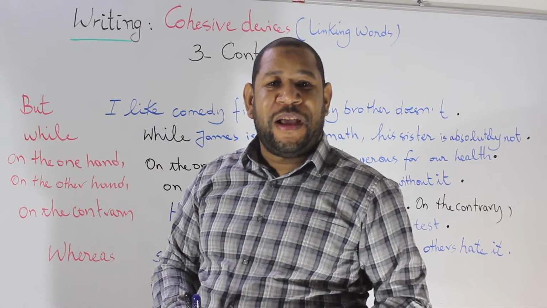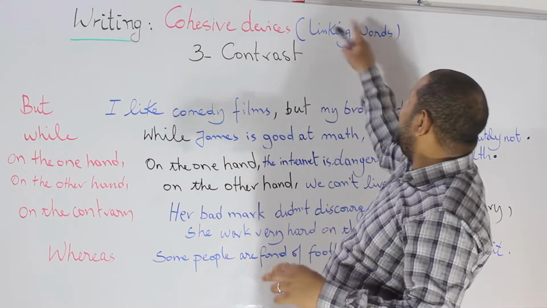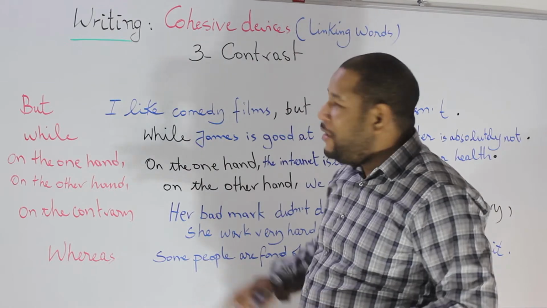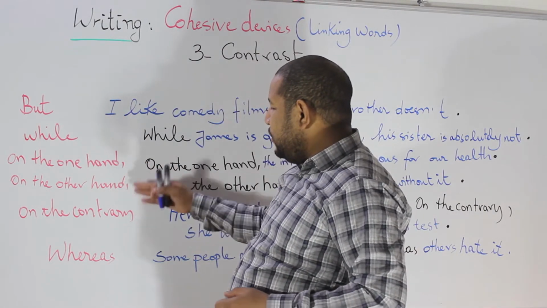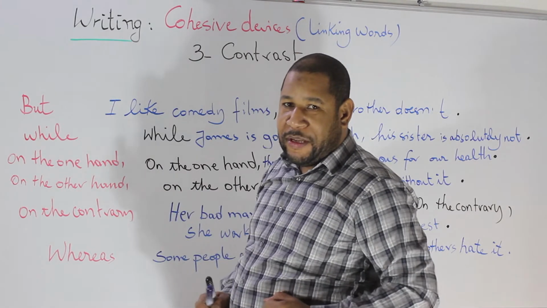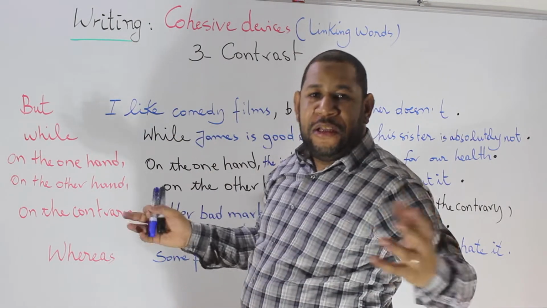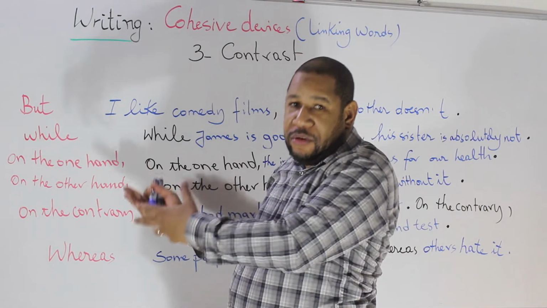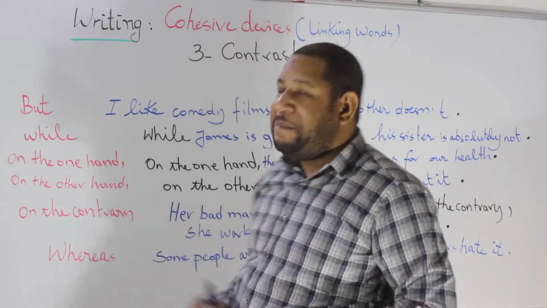Today we are going to look at contrast, which means linking words or cohesive devices of contrast. We are going to look at but, while, on the one hand, on the other hand, on the contrary, whereas. So let's look at how we use these. We have so many, but again I choose just some of the most important ones that you can use when you write. So let's start with but.